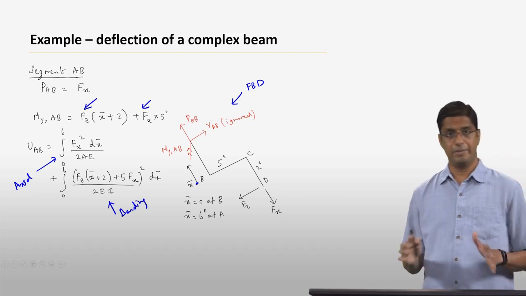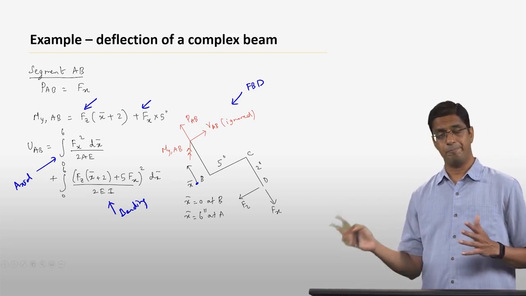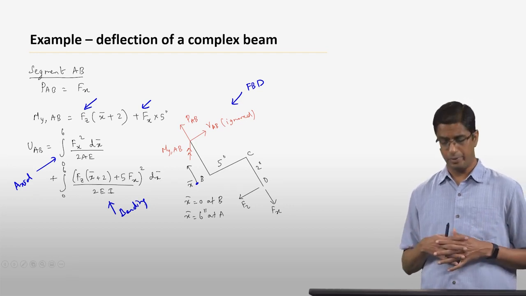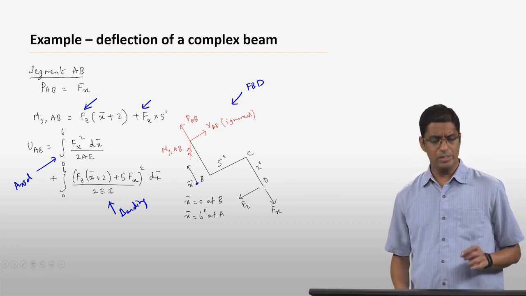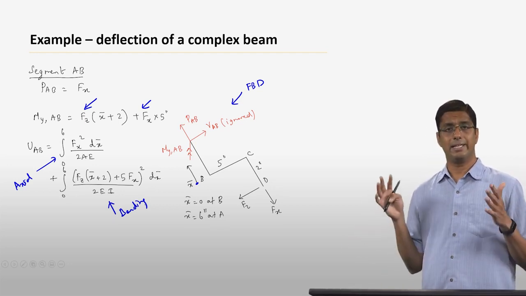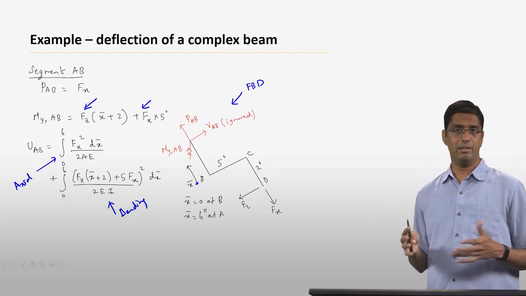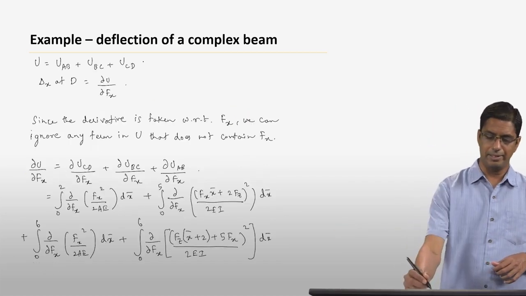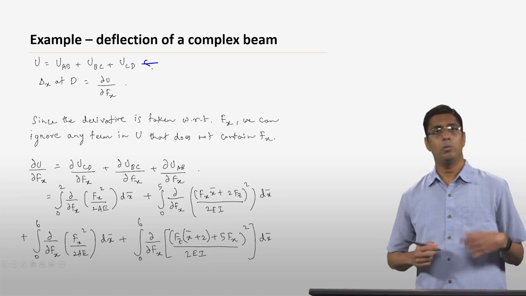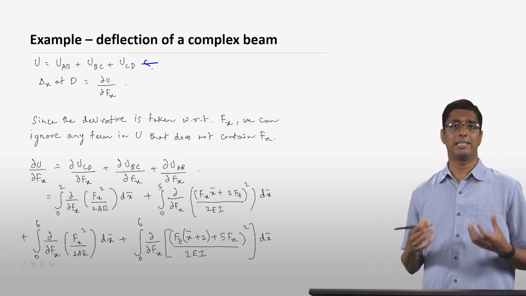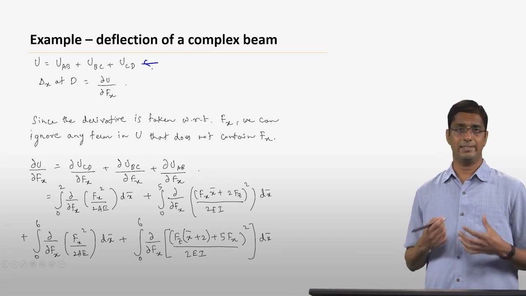Here we don't have to worry about the torsional term because there is no internal torque in any of the segments. Now once we have found the internal energy in the segments AB, BC, and CD, we just put them together. That is what I have done here. Once you know U, you take the derivative of U with respect to Fx, and that is going to give you delta x at D.